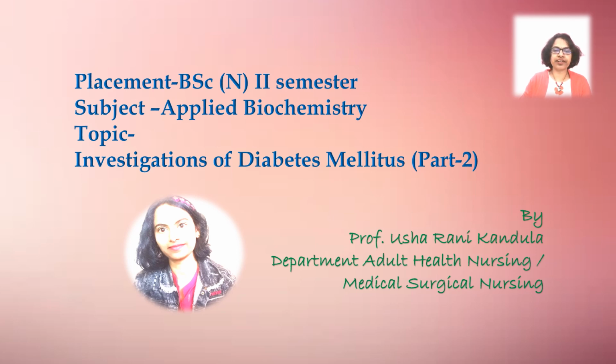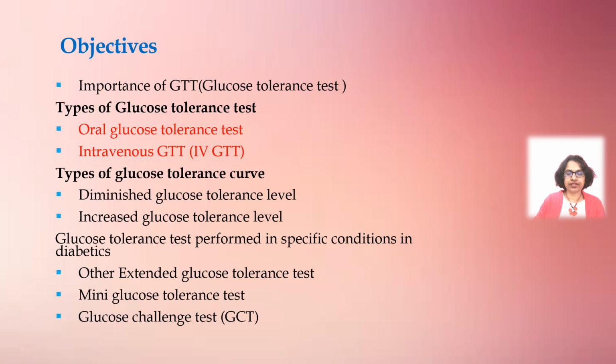Let us talk about one more topic under biochemistry, that is investigations of diabetes mellitus. So what are the objectives of today's presentation? Importance of GTT. GTT indicates glucose tolerance test. Then types of glucose tolerance: we have mainly two types, oral glucose tolerance test and intravenous glucose tolerance test. Then types of glucose tolerance curve we are going to identify: diminished glucose tolerance level and increased glucose tolerance level. Then glucose tolerance test performed in specific conditions in diabetics, other extended glucose tolerance test, mini glucose tolerance test, and glucose challenge test.